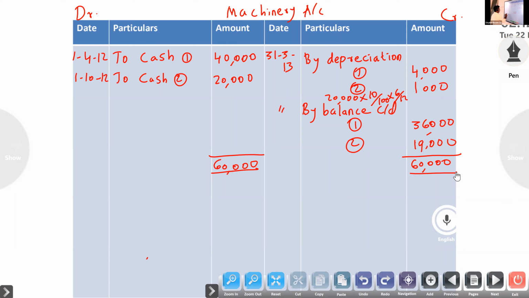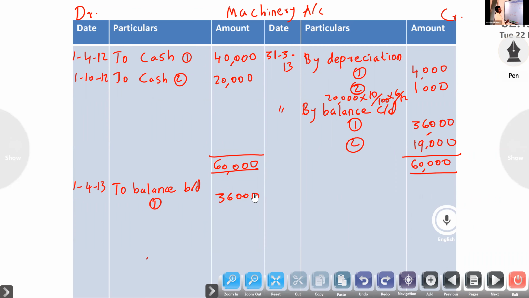Next, 1st April 2013. We know that the closing date is 31st March 2014. The next transaction is on 1st October 2014, after 31st March. So next year only we sold and purchased a new machine. No other transaction, so to balance BD.